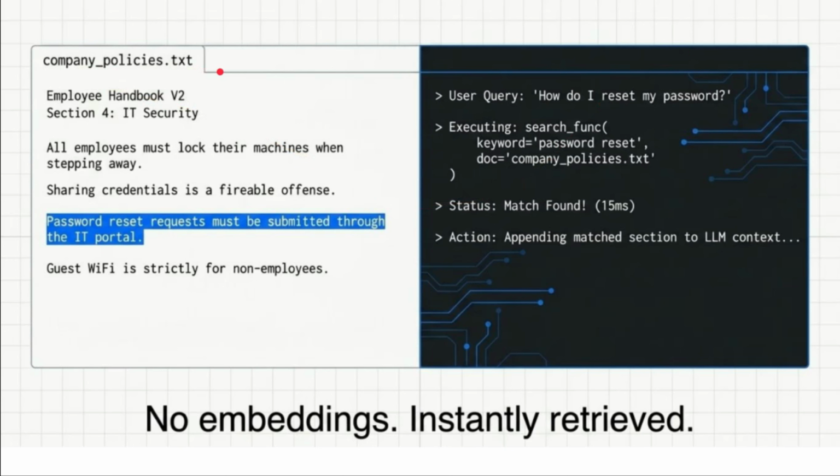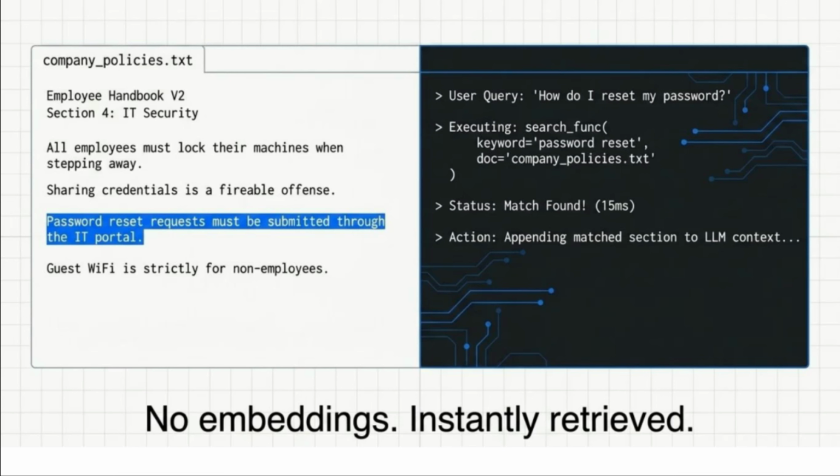A real example. Let's say you have a document called companypolicies.txt, and inside it there's a section that says password reset requests must be submitted through the IT portal. A user asks, how do I reset my password? A simple keyword search for password reset finds that section instantly. Now you take that section, you put it in a prompt and ask the LLM to answer the question using only that section. And it works perfectly. Just a text file and a search.